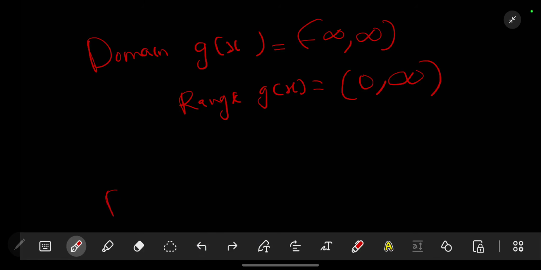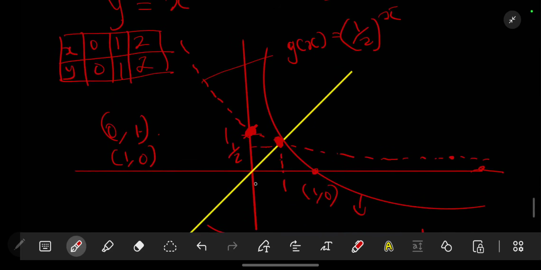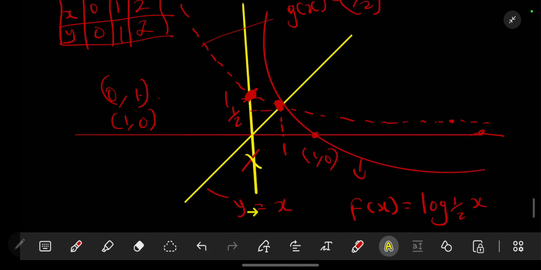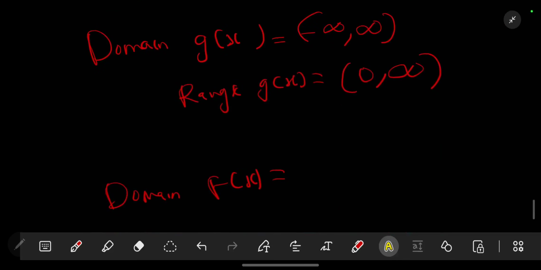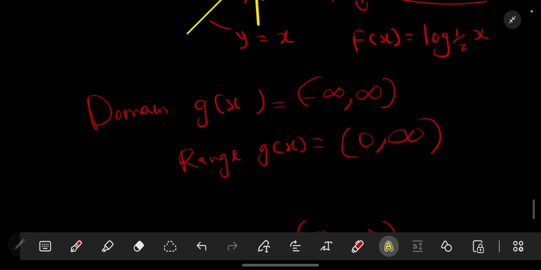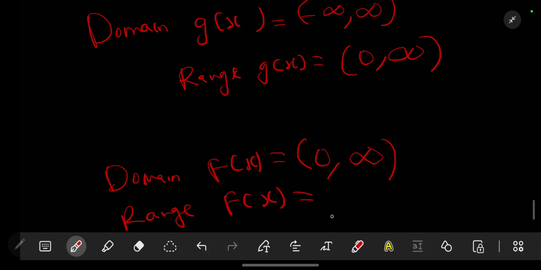Likewise, we are going to have the domain also. The domain of the other one, which is our f of x, will be equal to, as you can see, this one, the domain are x values. It's not crossing this boundary. Therefore, the domain will be from 0 to positive infinity. It's continuing this other side, but it's not crossing this boundary. So that's the domain.